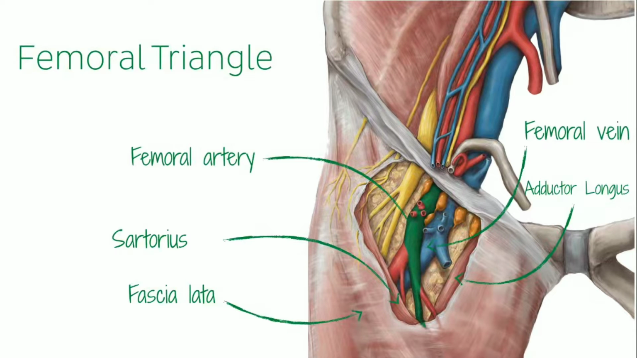This sheath is known as the femoral sheath, but it does not contain the femoral nerve, only the femoral artery and vein. A useful way to remember the contents of the femoral triangle is the acronym VAN. So from medial to lateral, we have the femoral vein for V, the femoral artery for A, and the femoral nerve for N. We can also see some inguinal lymph nodes in this triangle.